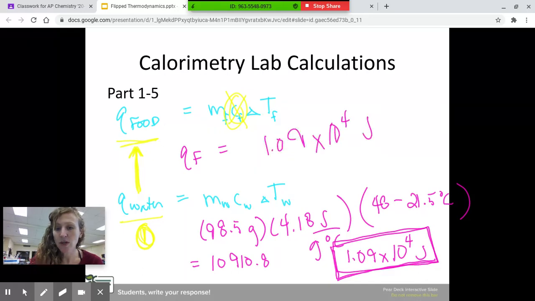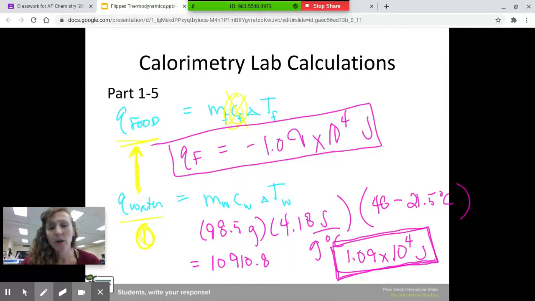Okay, so what should be our sign for the food, positive or negative? Q of food should be positive or negative. Yeah, if the food is your system, energy is leaving the system, so that one should be negative.